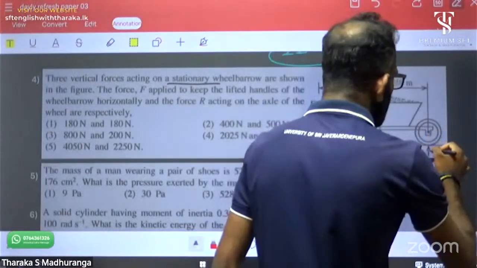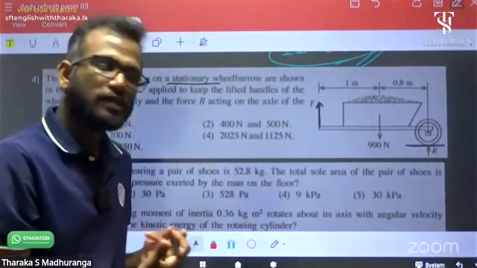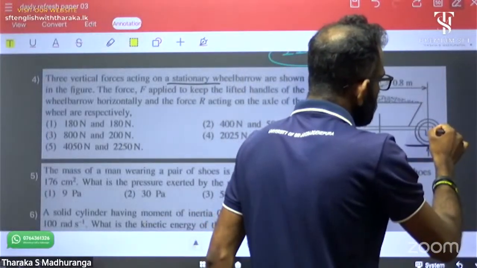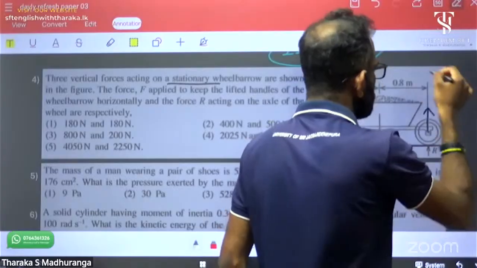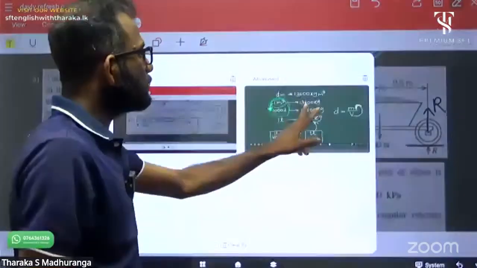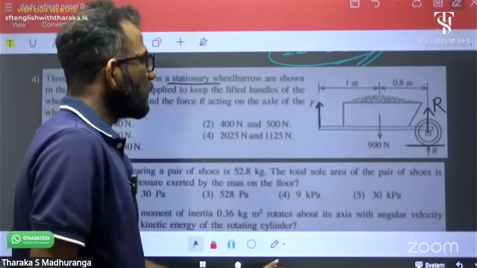R here is the perpendicular reaction given by the surface on the object. It acts in the upward direction. The question asks what F and R are, respectively.